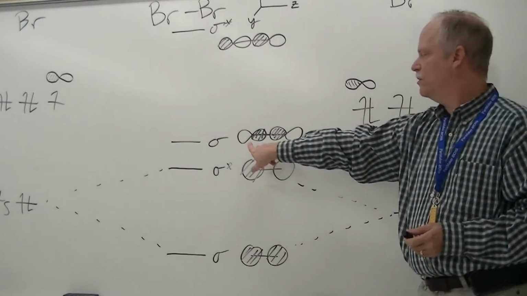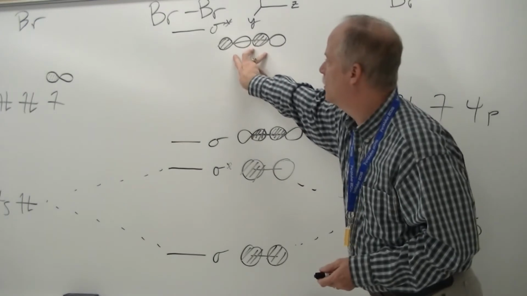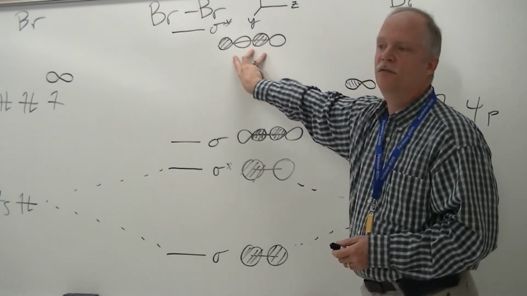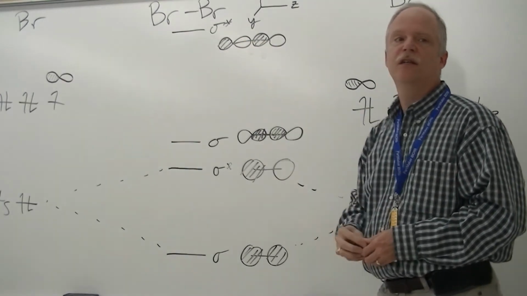This one has two nodes, here and here, on the atoms. This one has three nodes. You see the different colors, the different changes in shading. So it has higher curvature, so it's higher in energy.